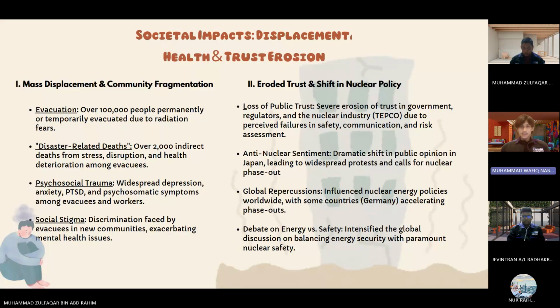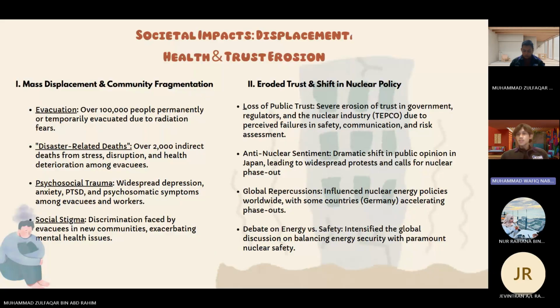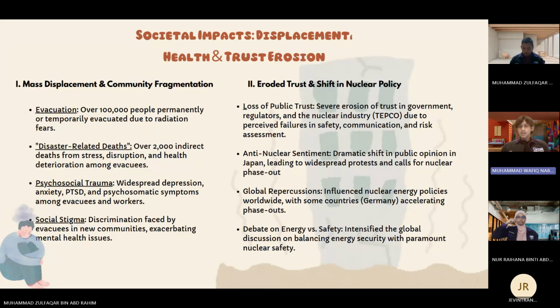The third one is global repercussion, influencing nuclear energy policies worldwide, with some countries like Germany accelerating phase out. The fourth one is a debate on energy versus safety, intensifying the global discussion on balancing energy security with paramount nuclear safety.